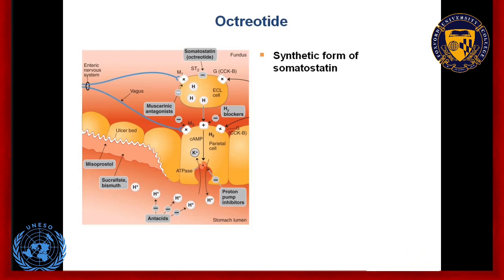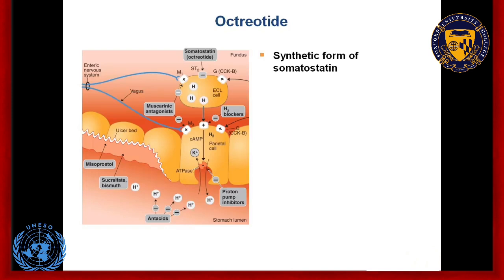The next drug we'll talk about is octreotide. Octreotide is a synthetic form of somatostatin and is a more potent inhibitor of growth hormone, glucagon, and insulin. It inhibits many hormones such as gastrin, growth hormone, CCK, glucagon, insulin, secretin, and VIP. It reduces GI motility and inhibits contraction of the gallbladder.